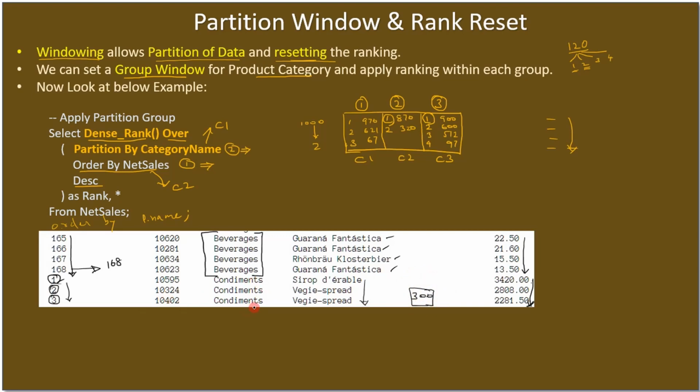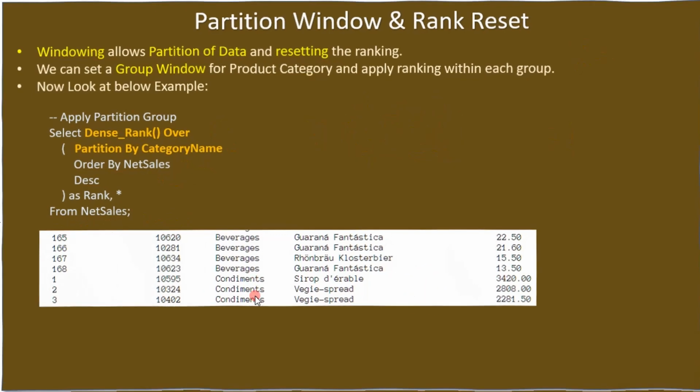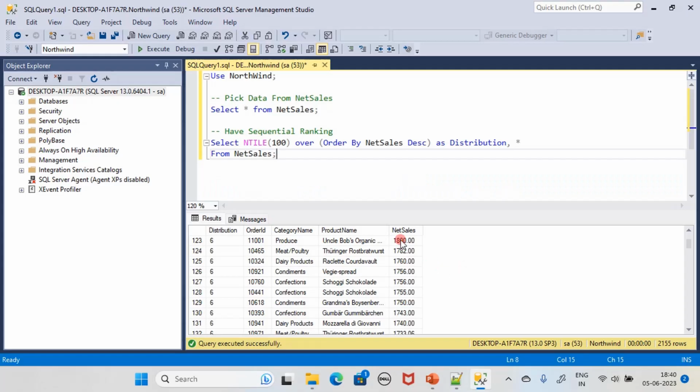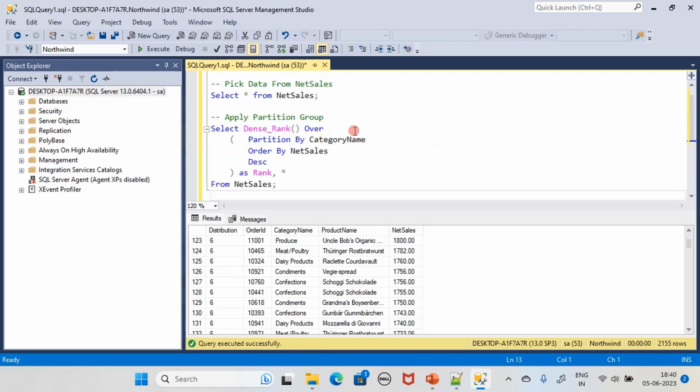then that will come under low ranking in this condiments category. Now let's go to the demo and see how the ranking can be grouped using the partition by clause. So in the previous video we saw the percentile distribution, right? Now we will use the partition by clause.